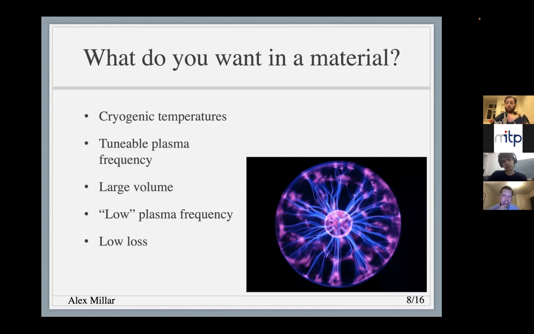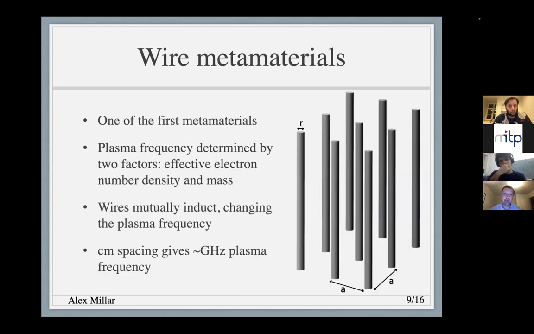While that seems like a fairly long laundry list, you can actually make materials that have these properties. Instead of finding a natural material that has them, you can make your own. This is something called a metamaterial. It turns out one of the simplest versions of a metamaterial actually has all of these properties. A wire metamaterial is really just a bunch of wires which are smaller than the wavelength of light.